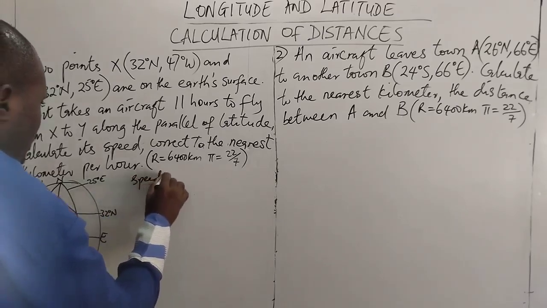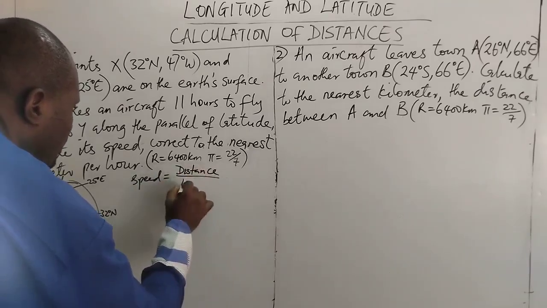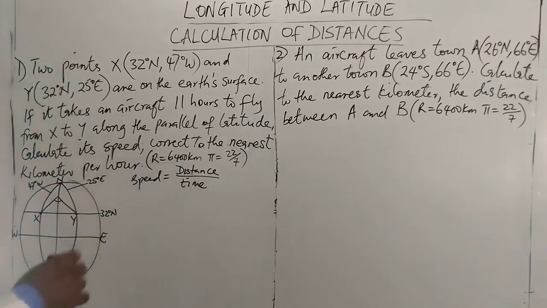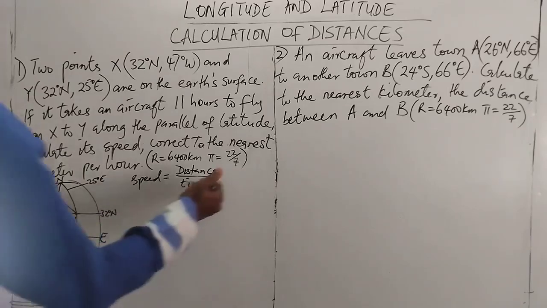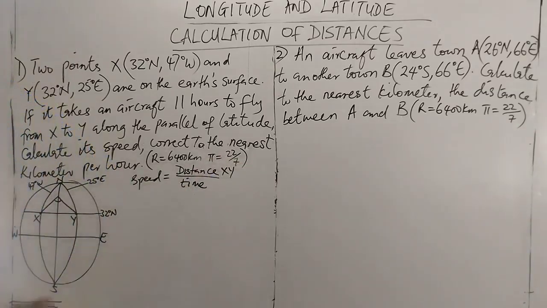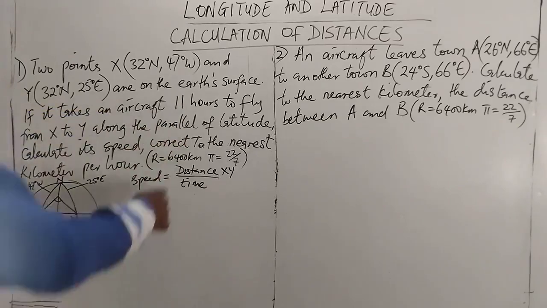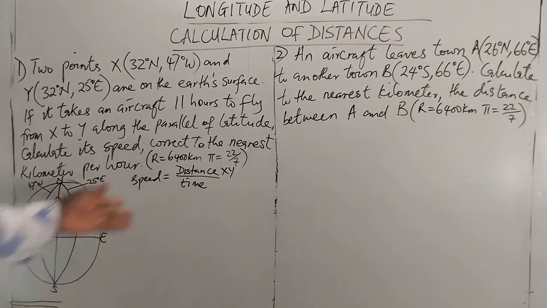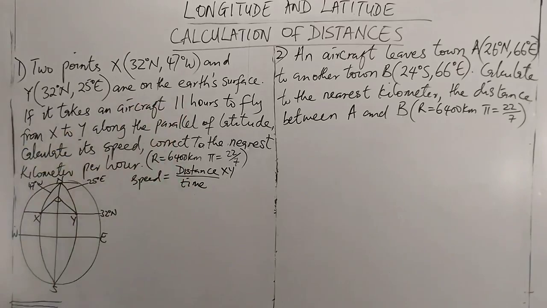Speed equals distance over time. In this case, we are talking about the distance from X to Y, so we can say distance XY over the time it took the aircraft to move from X to Y. We are given that as 11 hours. We know the time, 11 hours, but we don't know the distance, so we need to calculate the distance.